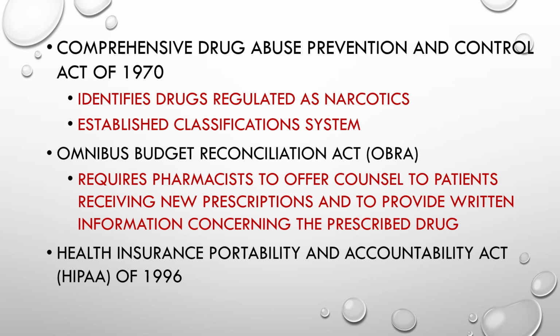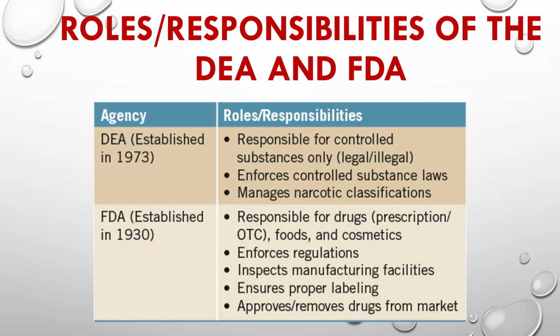So then we had HIPAA in 1996, and this just ensures patients' rights to privacy, so that medical information that's being collected is not being shared. Now our roles of the DEA and FDA, which I kind of already mentioned. The DEA came from that Narcotics Act in 1973. So they're looking at controlled substances. Again, narcotics, these are things that are addictive based on those classifications.